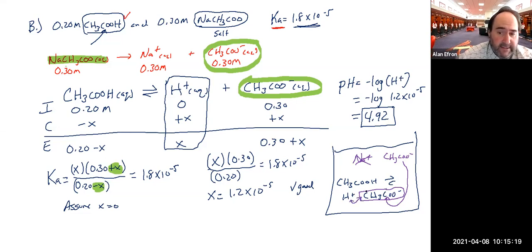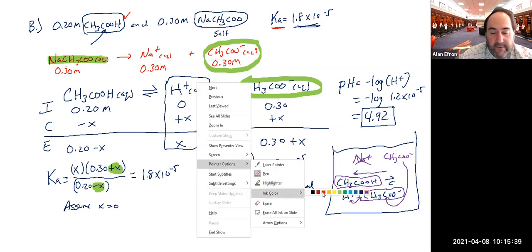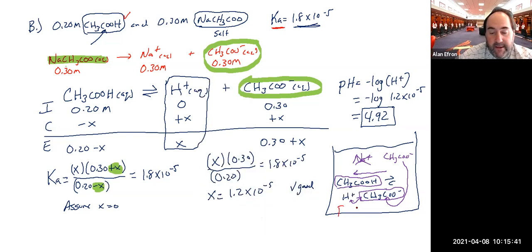There's a lot more acetate. It's going to go find some of that H plus floating around. It's going to cause this equilibrium to shift to the left. And we're now going to have a lot more of the acetic acid altogether. This is going to result then in less H plus. How do we know it's less H plus? Well, we see the pH at this point is 4.92.